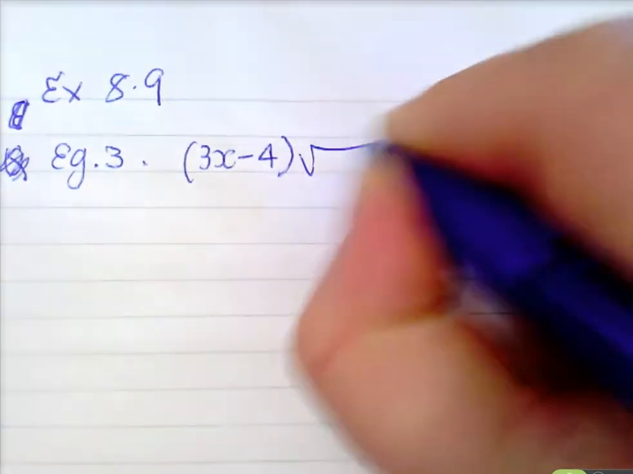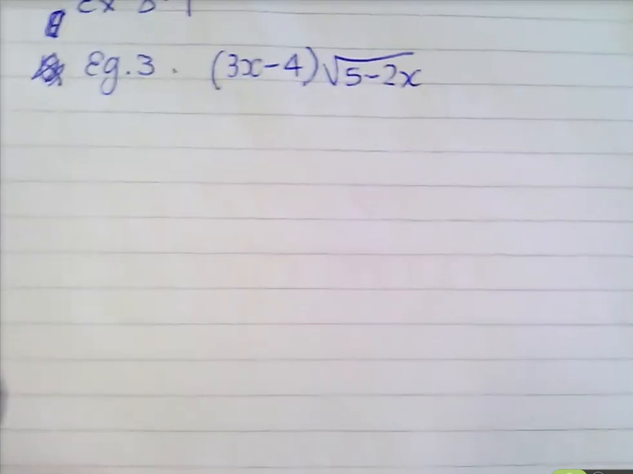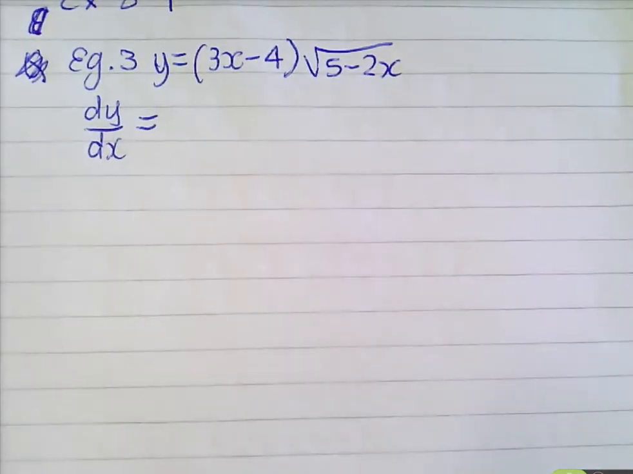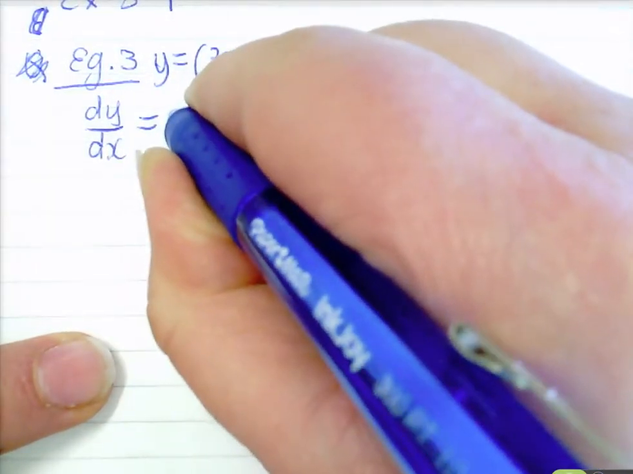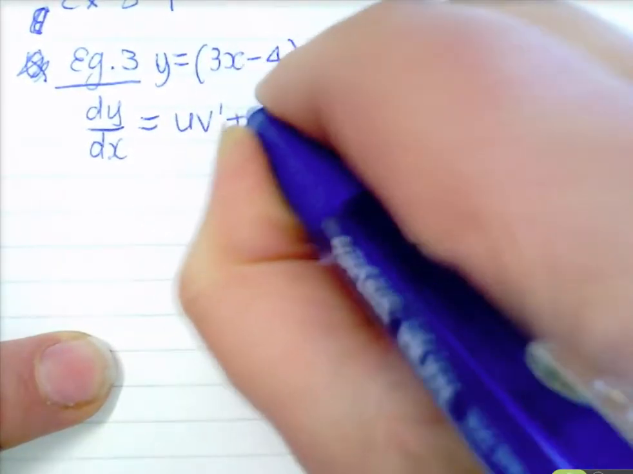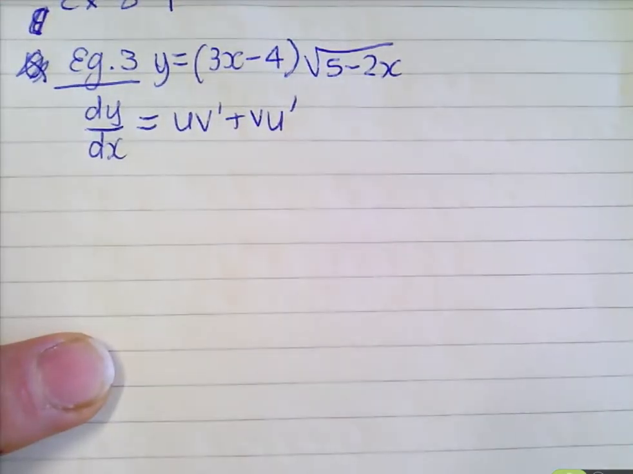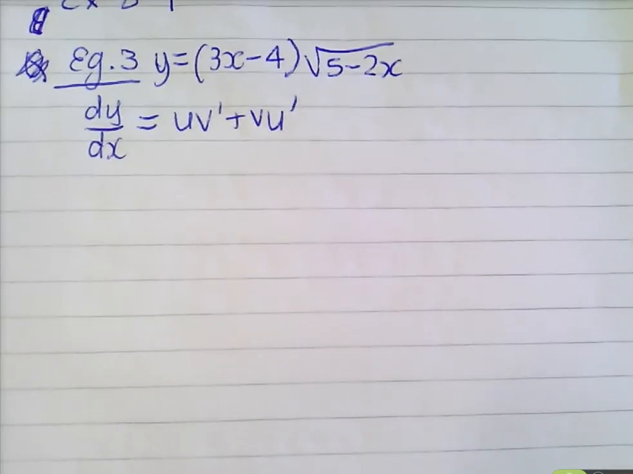Now, this is where they start getting tricky. This is where you cannot expand. You cannot do that. If y is that, find dy dx. Differentiate. All right, stop. Before you start. So girls, isn't it u v dash plus v u dash? Isn't that the rule? So girls, that's what y is. To differentiate, it's u v dash plus v u dash.